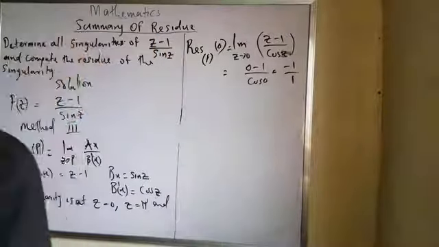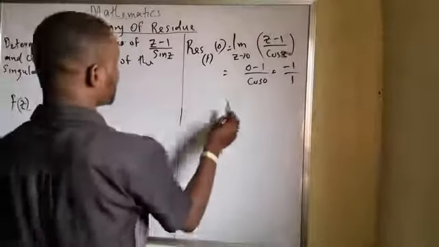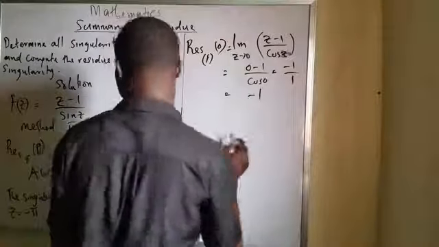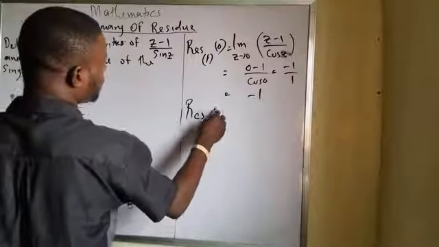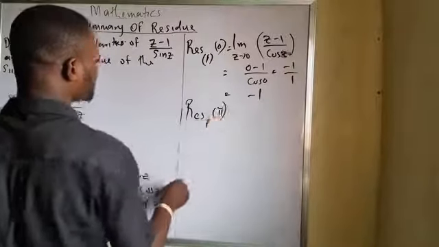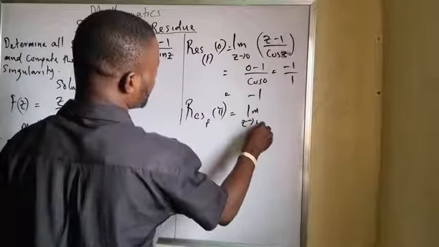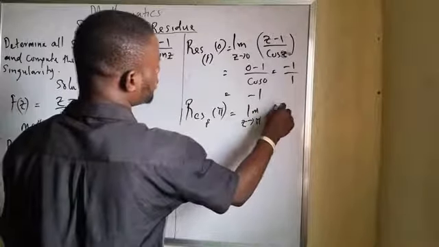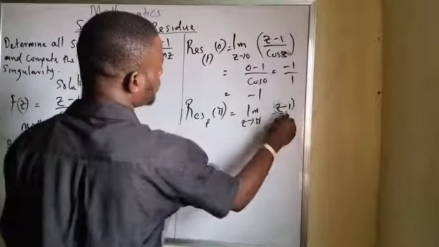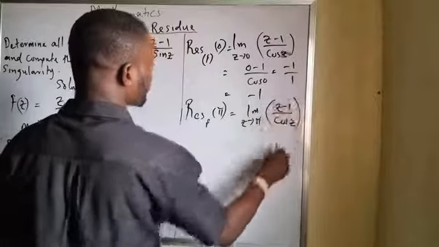We have done that earlier. Cos 0 is 1, so here it will be -1. Now the next one is my residue of f of pi. It means I'll be having the limit as z tends to pi of (z - 1) divided by cos z.